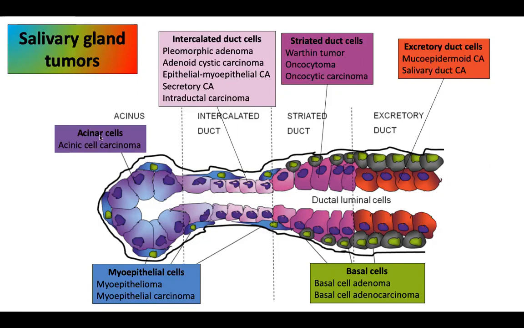So knowing which cell gave rise to the tumor can also give you an idea about what immunohistochemistry to use. For instance, acinar cells are positive for DOG1 and SOX10. So acinic cell carcinoma will be positive for both of those. SOX10 also stains intercalated duct cells, so all of these lesions should be SOX10 positive. And then if something arises from basal or myoepithelial cells, they can show those markers: SMA, S100, calponin, P40, P63, all of those things.